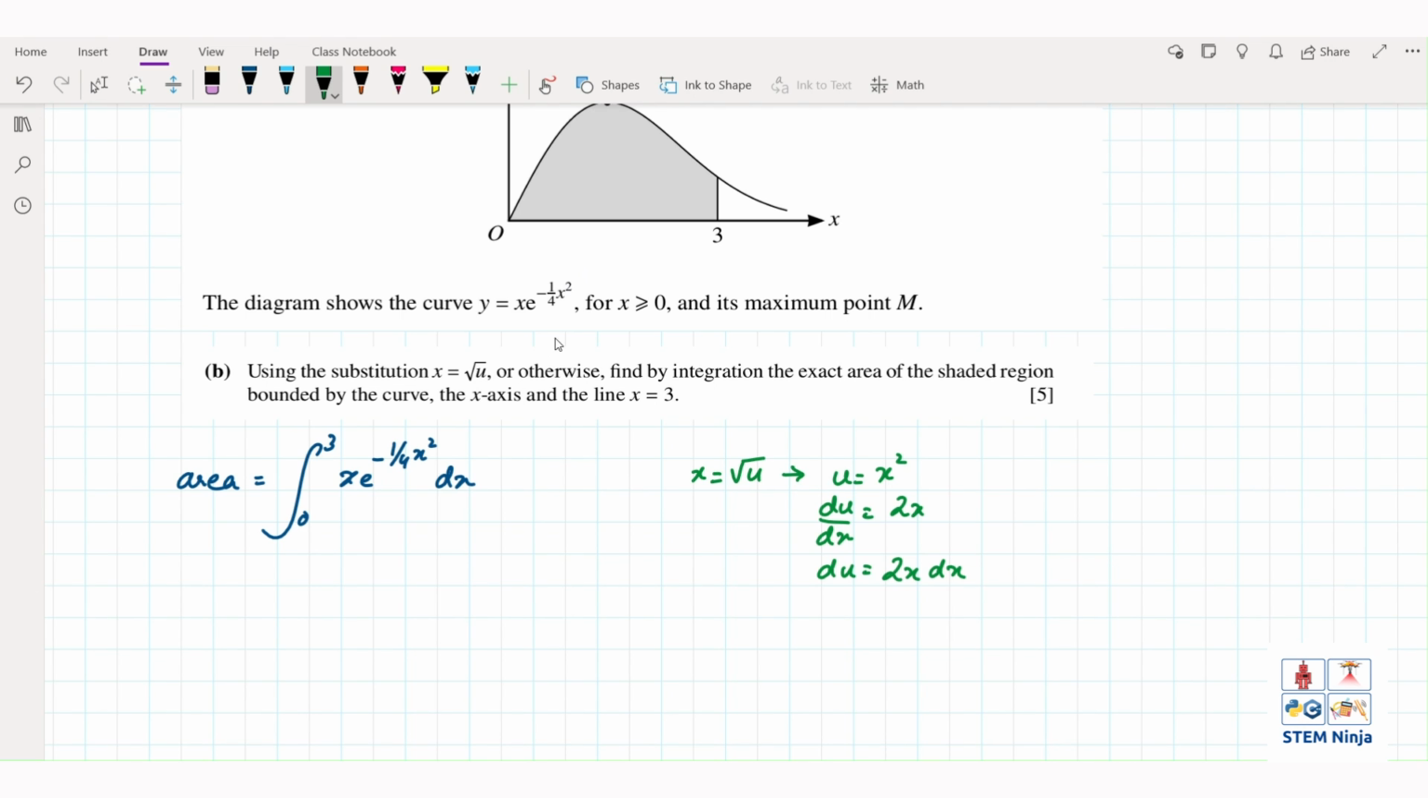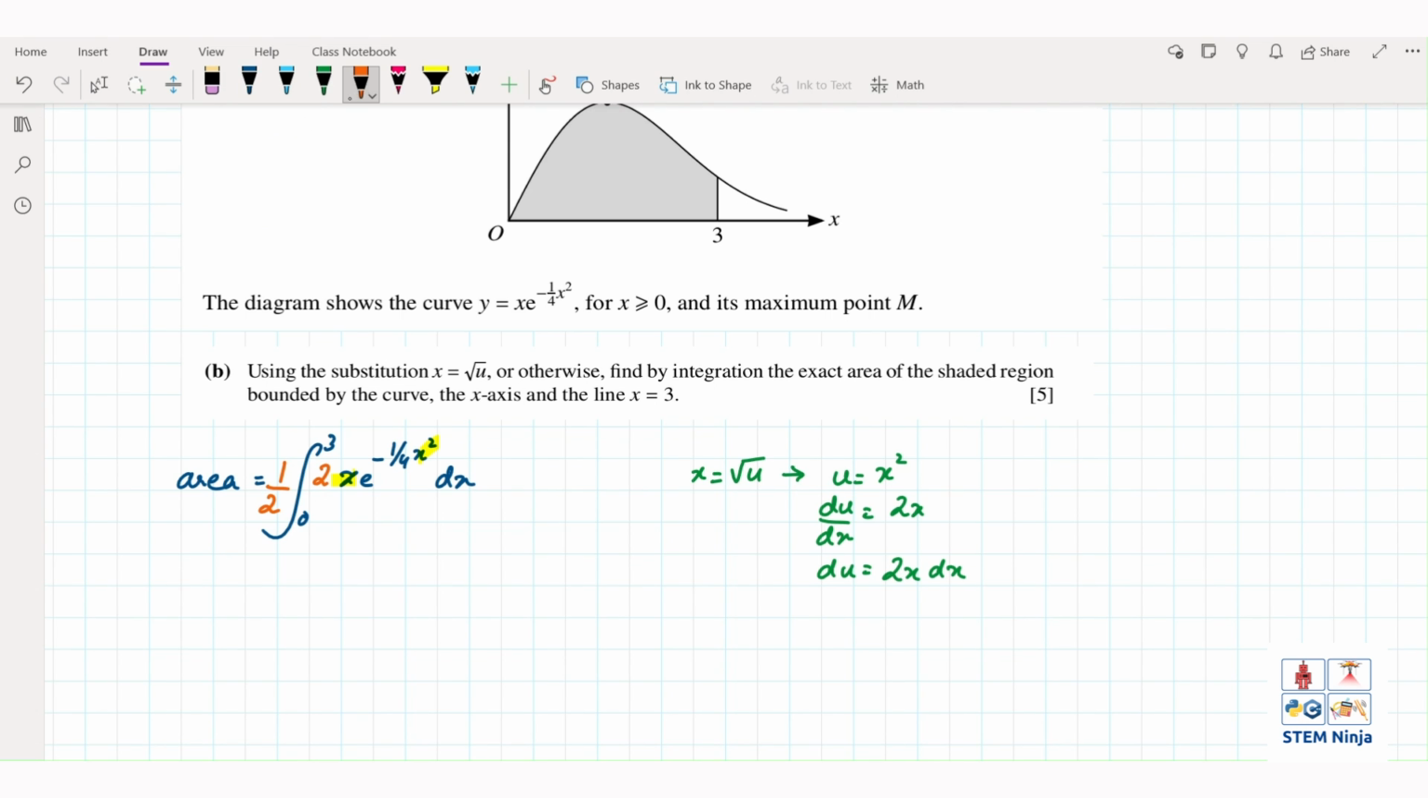Now, what to notice over here is that this will be our u simply. And since we do not have 2x over here, we can multiply and divide by 2 over here. So we can multiply this 2 over here and divide by 2 over here. Or alternatively, this is one way of doing this.